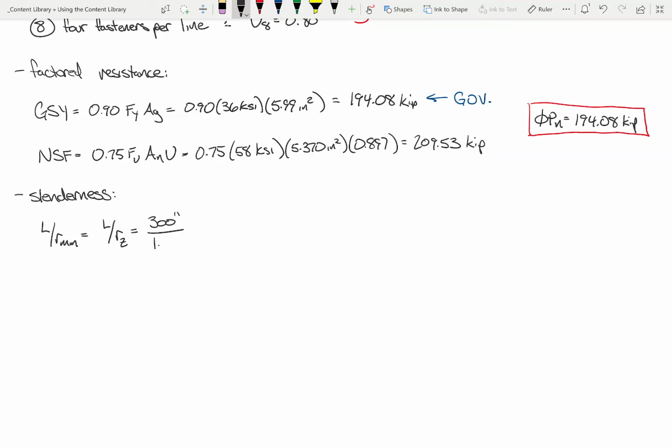What was it, 1.31? Because our r value is bigger than 1 inch, we know it's going to be good. What is our slenderness? So is that good? Okay. All right.